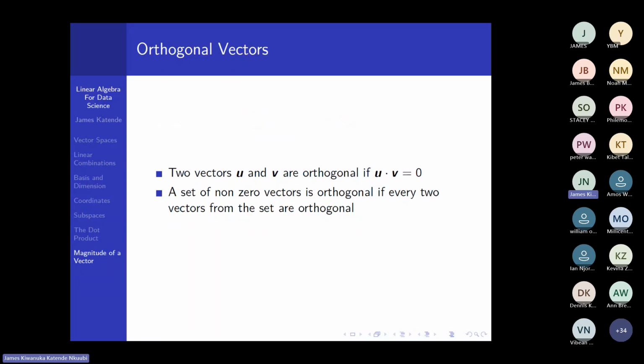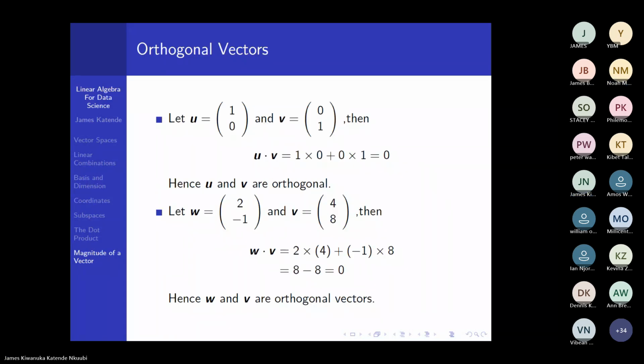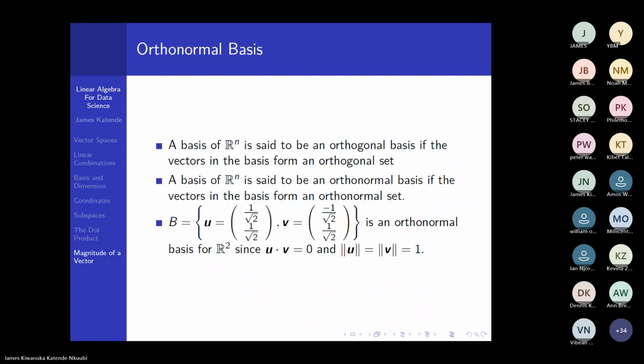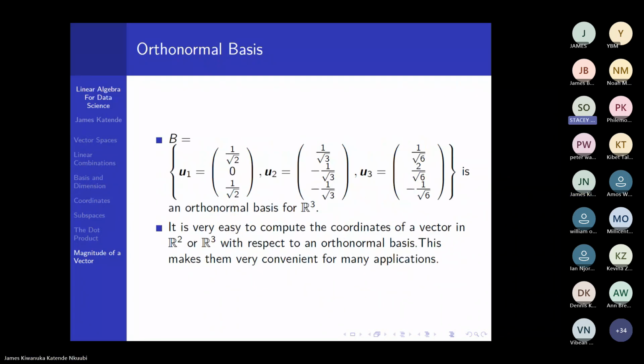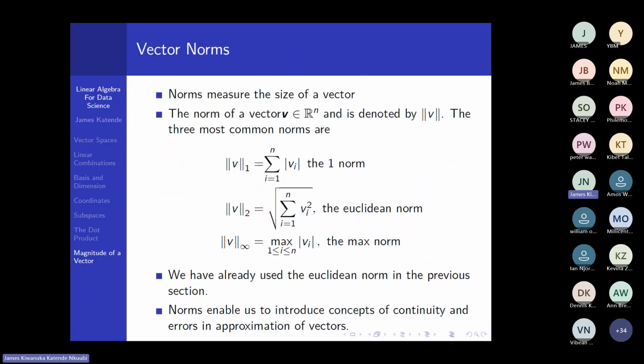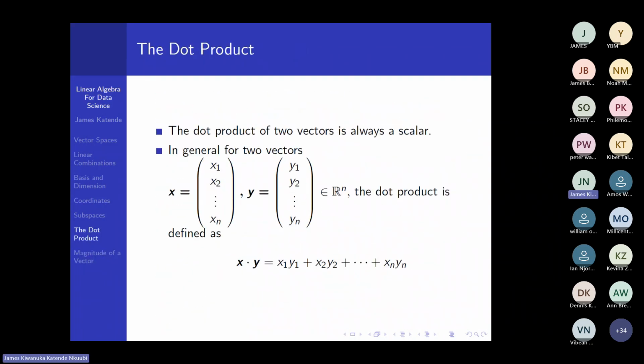So where were we? We were talking about orthogonal vectors, eh? Vector norms. Under norms, we are talking about vector norms. Oh yeah, that's correct.